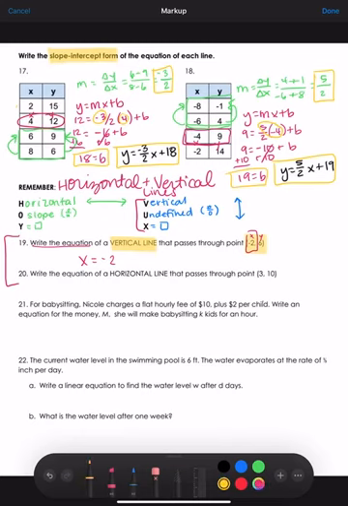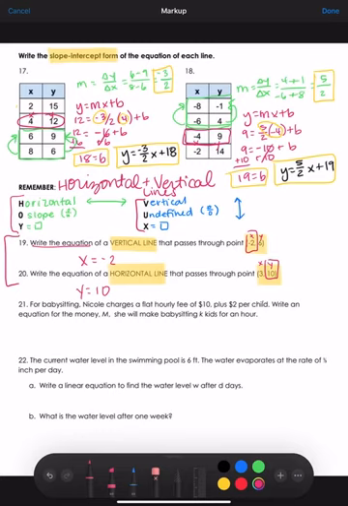So looking at the next one, we're writing the equation of a horizontal line that passes through the point 3, 10. So it's the same kind of thing. A horizontal line over here. A horizontal line has a slope of 0. And the equation is y equals, so I look at my point to see what y equals: 10. And for a horizontal line, y is always going to equal 10 no matter what x equals. So there you go. Those are pretty simple. You just have to think through them.